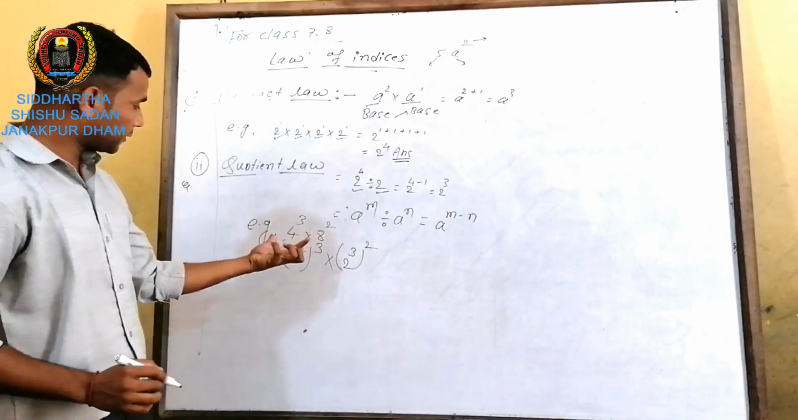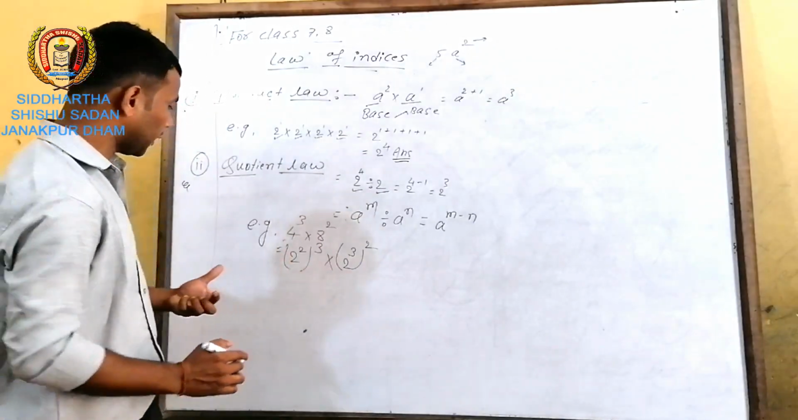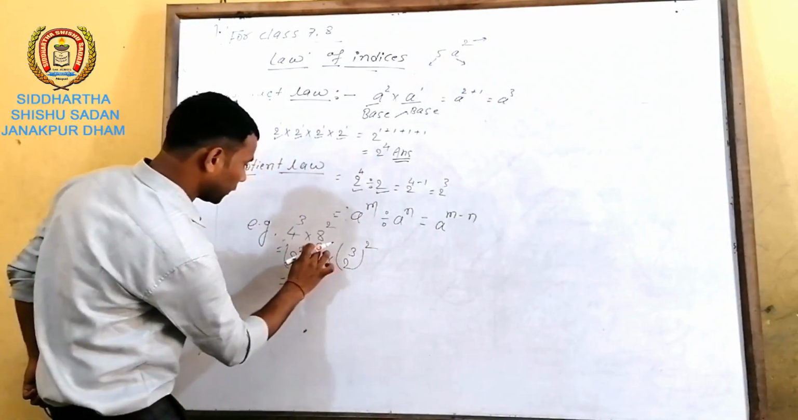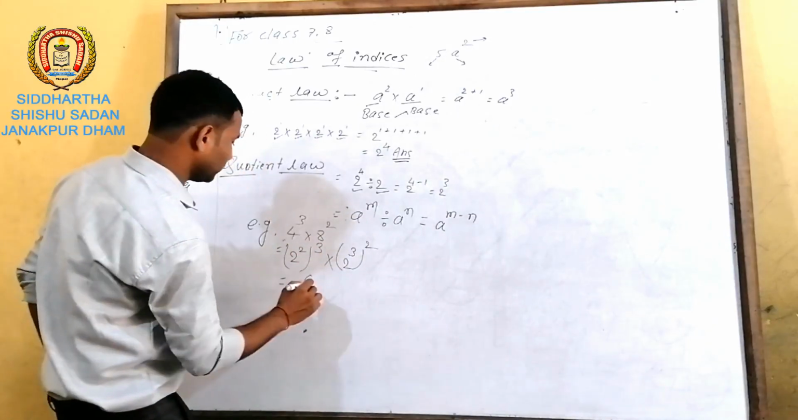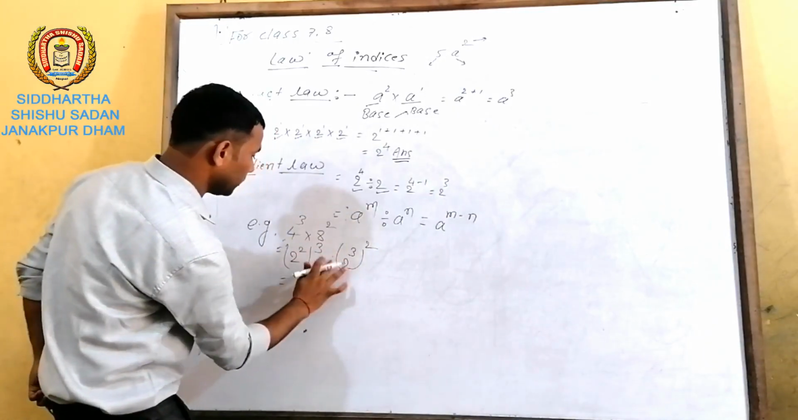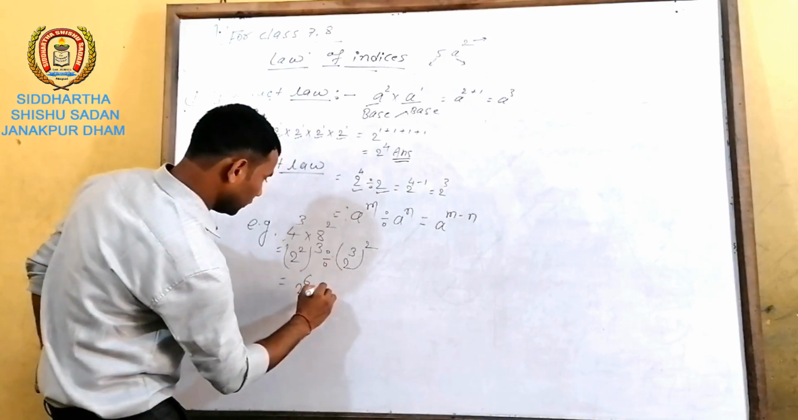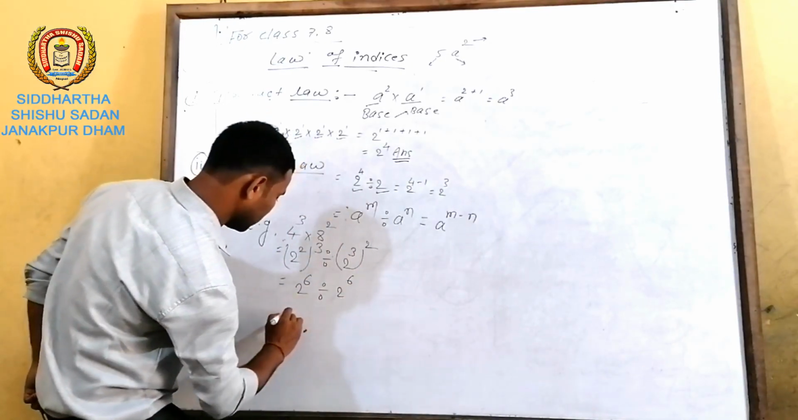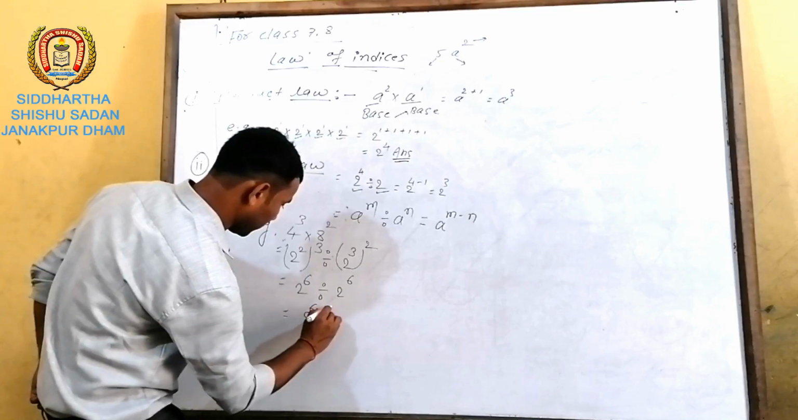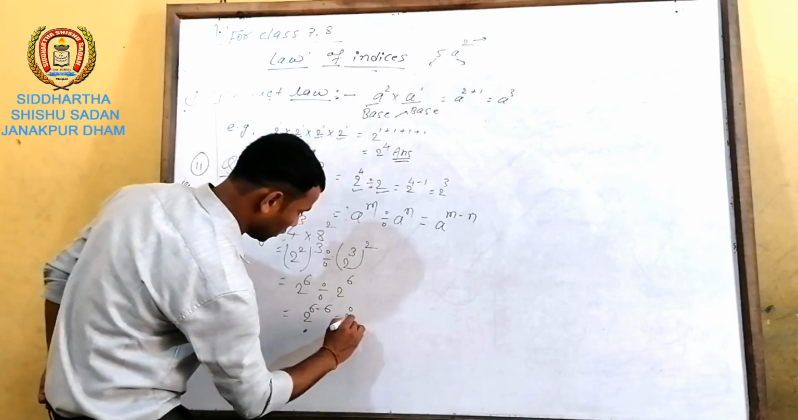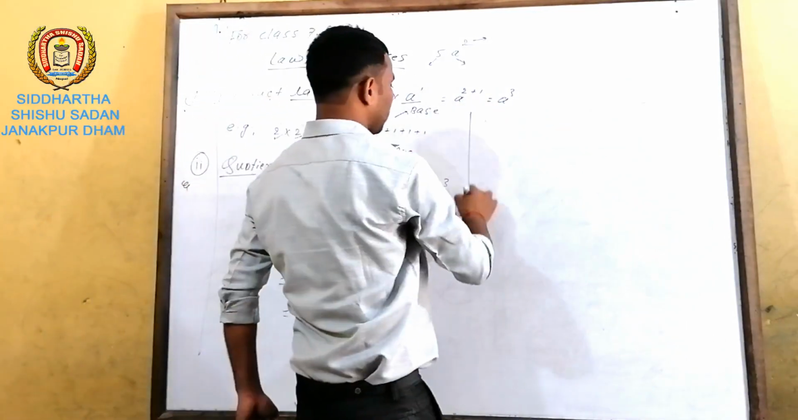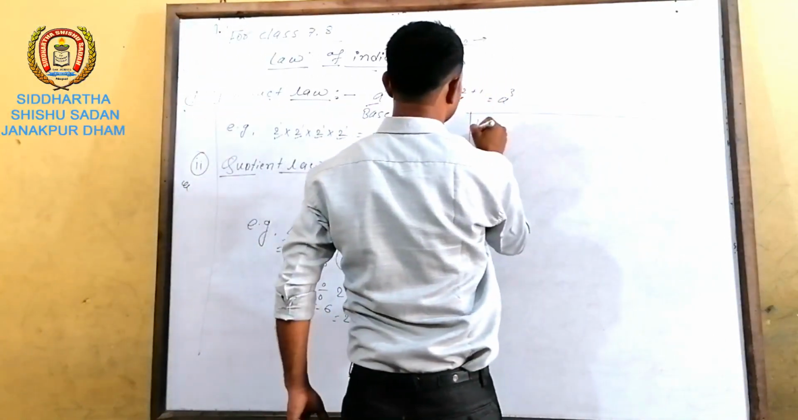Here the base is not the same, so first I will make the bases the same, 2. Power law: power is multiplied, 3 times 2 is 6. Very good. Divided by 2 to the power also 3 times 2 is 6, so 2 to the power 6 minus 6 is 2 to the power 0, which means 1.